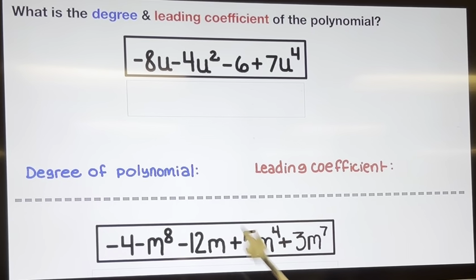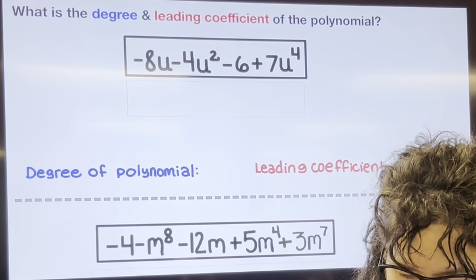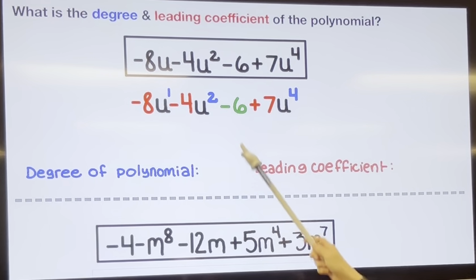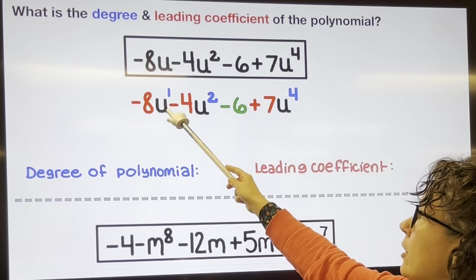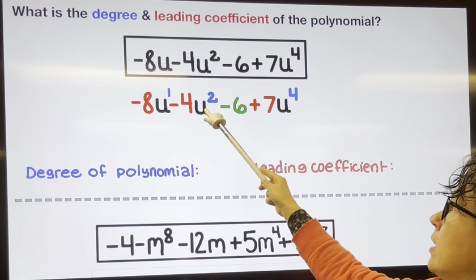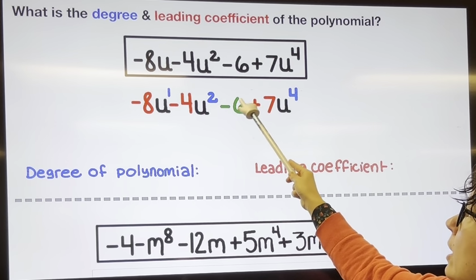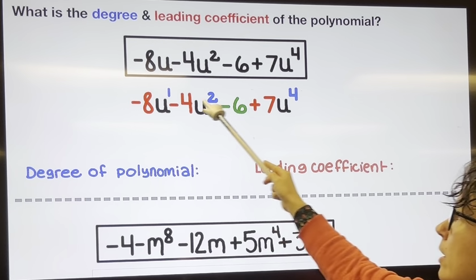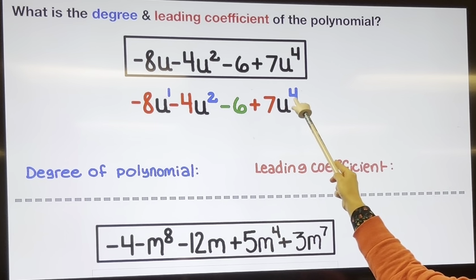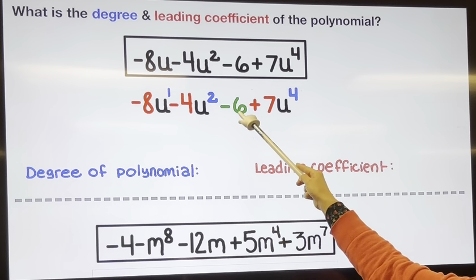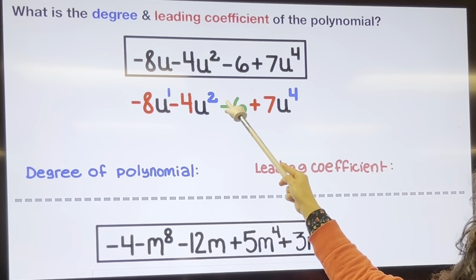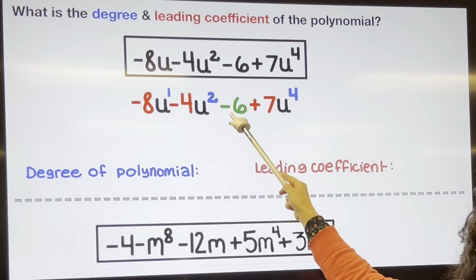We want to find the degree and leading coefficient of the polynomial. So I'm going to color code this to begin with. Okay, the blue numbers here, u is to the first power, u is to the second power. I don't have any u's, u to the fourth power. So these are the degrees of the individual terms. -6 is not with a variable, so it is called a constant.